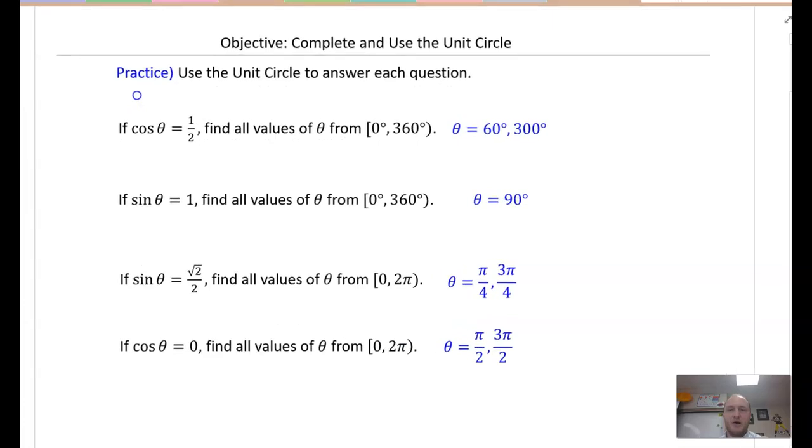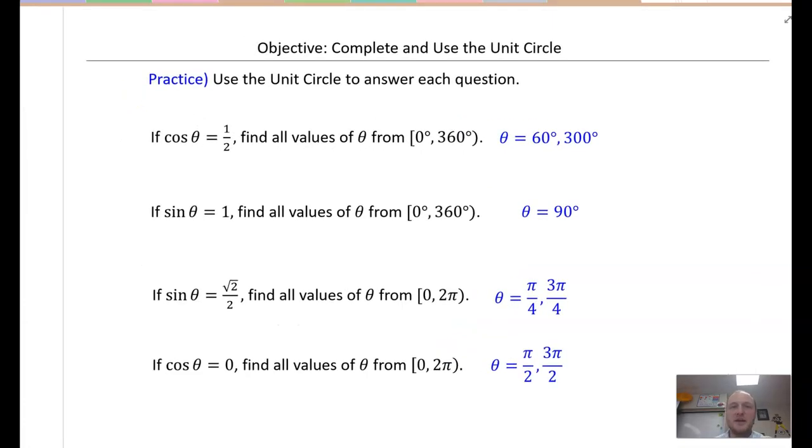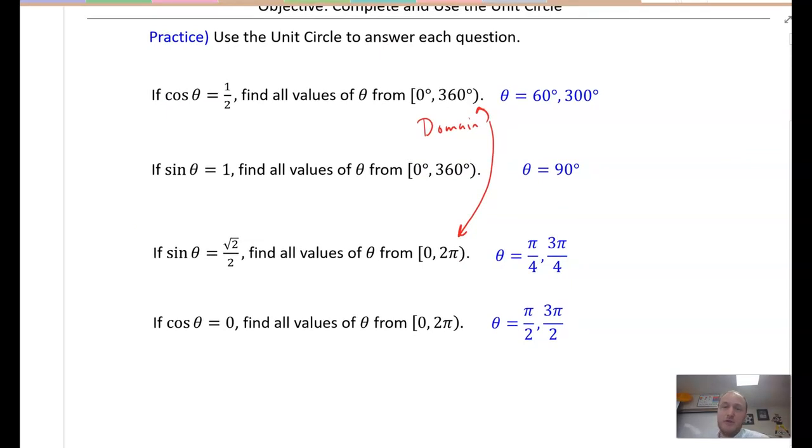Something to pay attention to. Did you make note of the domain? Did you use degrees when you're supposed to use degrees? Did you use radians when you're supposed to use radians? That's very, very important. Did you get both angles if there's 2? So example 2 didn't have 2 angles, but the rest did.